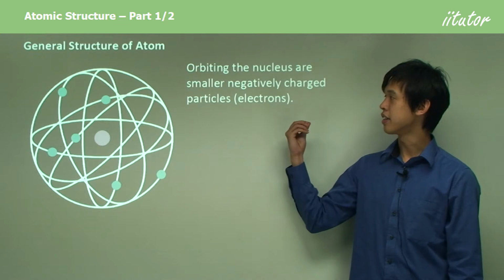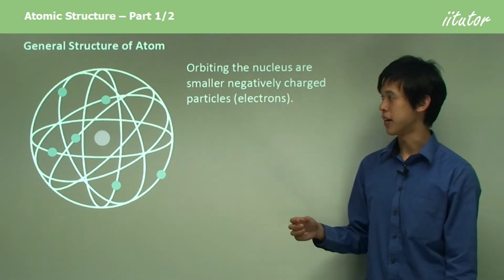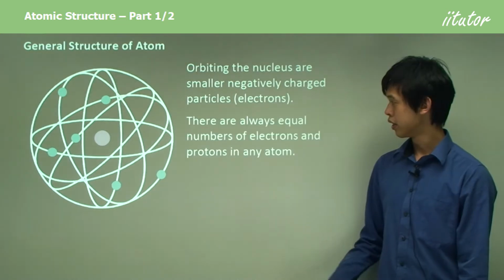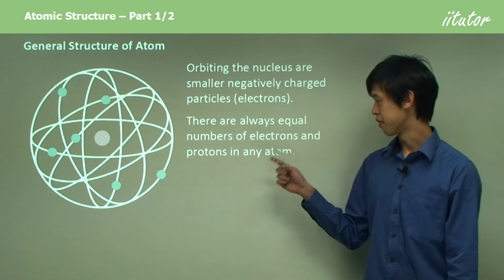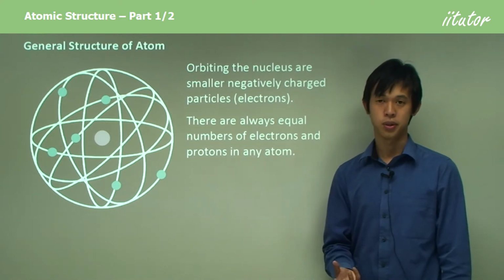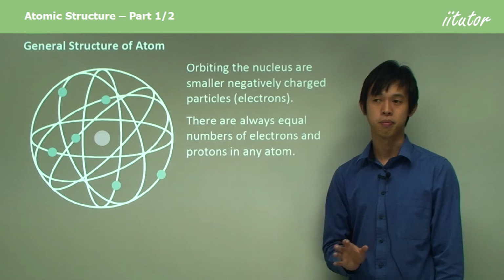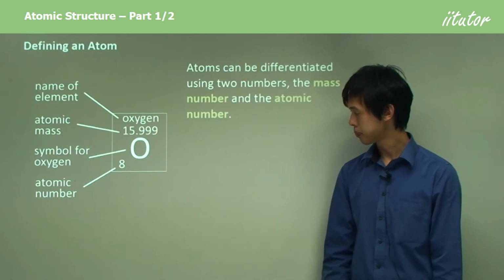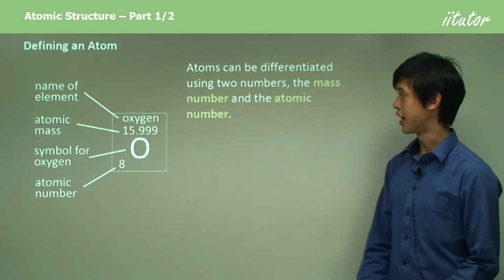Now, orbiting the nucleus are smaller, negatively charged particles, which we call electrons. And remember, there's always equal numbers of protons and electrons in any atom. Only ever electrons and protons, they're the same in every atom. They'll always be the same number. Okay? So how do we define an atom?